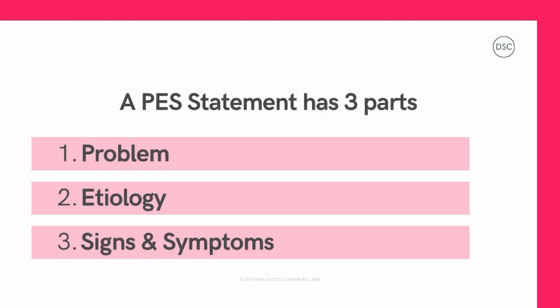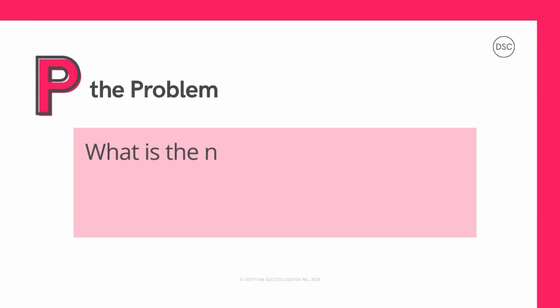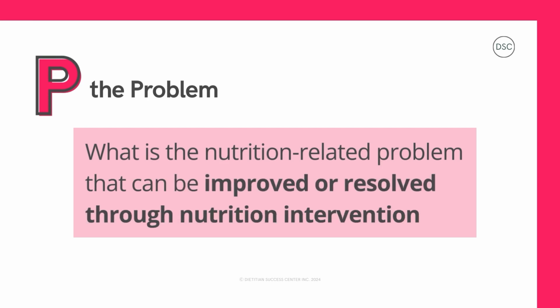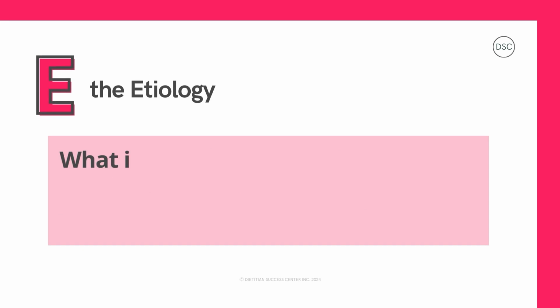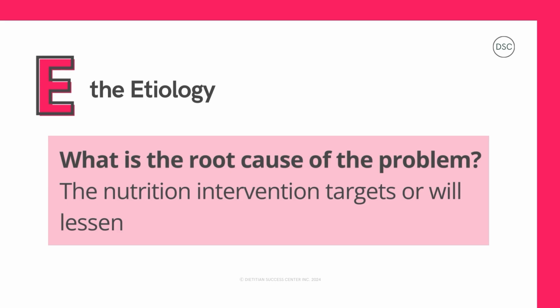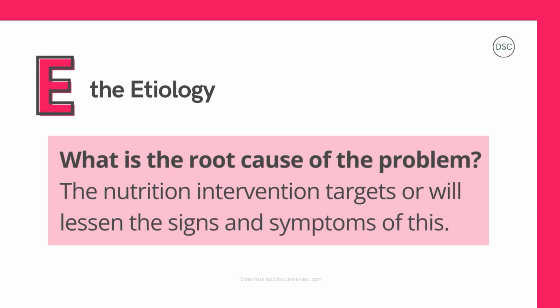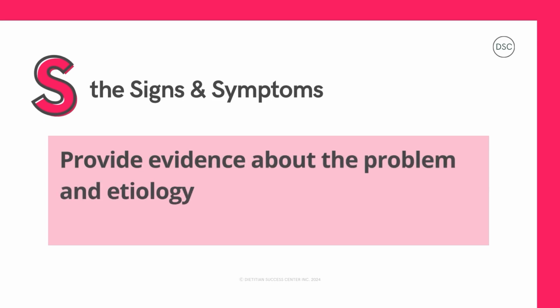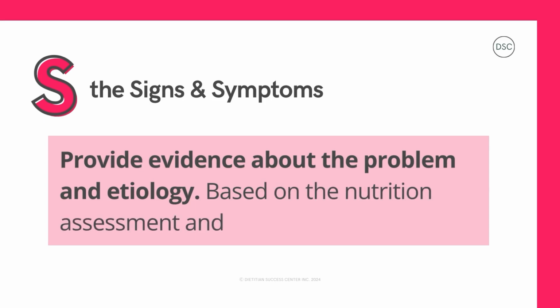A PES statement has three parts: the problem, etiology, and signs and symptoms. P is the problem. What is the nutrition related problem that can be improved or resolved through nutrition intervention? E is the etiology. What is the root cause of the problem? The nutrition intervention targets or will lessen the signs and symptoms of this. And S, the signs and symptoms. The signs and symptoms that provide evidence about the problem and the etiology. These should be based on your nutrition assessment and can be monitored to determine the effectiveness of the nutrition intervention.